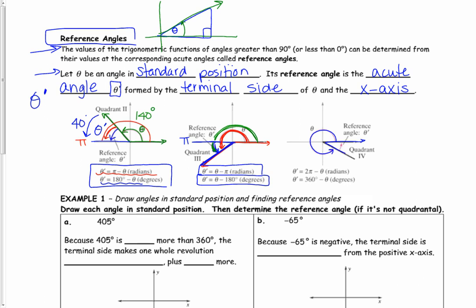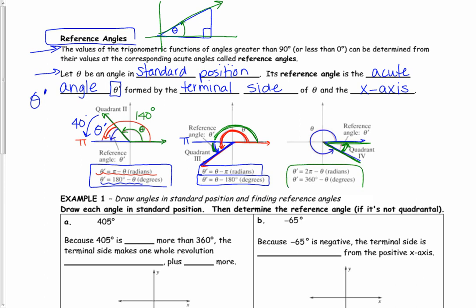If our terminal side lands in quadrant 4, our reference angle needs to be between the terminal side and the x-axis. I wouldn't want to choose this negative x-axis over here because that would give me an obtuse angle. So instead, I need to go back and choose the positive x-axis so that I can have an acute angle in here. I still have to turn in the positive direction, and my theta prime would be this little angle right in here. Okay, so now I'm not measuring from pi or 180.